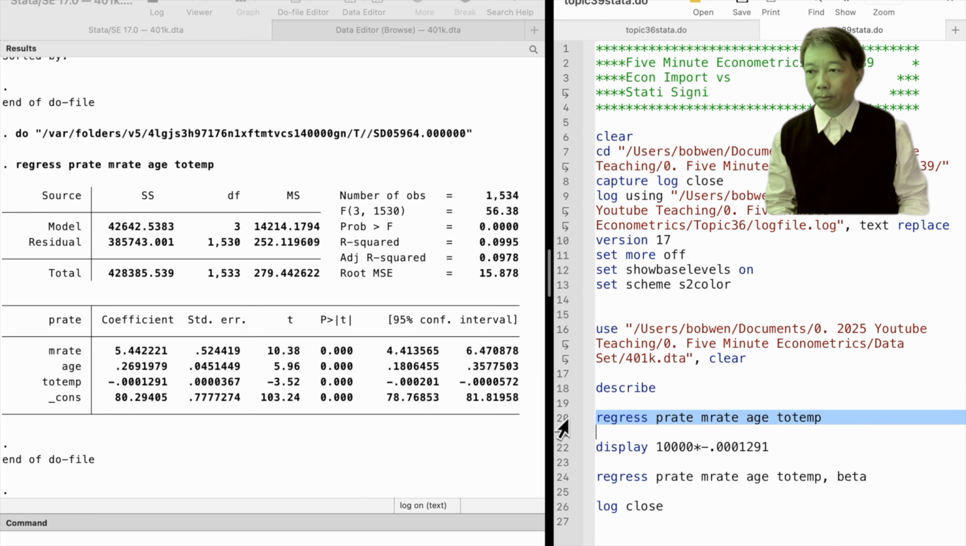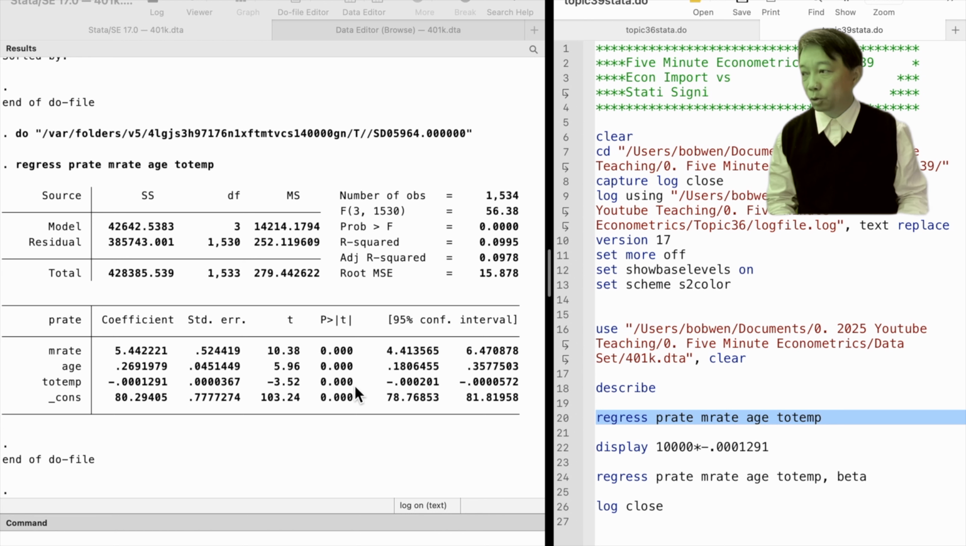As expected, match rate and age positively relate to the participation rate of the plan. Let's examine the effect of the total number of the firm employees on the participation rate. The t-statistic is minus 3.52. Its p-value is 0 to 3 decimal places. The negative impact of the firm size on the participation rate is statistically significant at any conventional level. However, the magnitude of the effect is tiny.